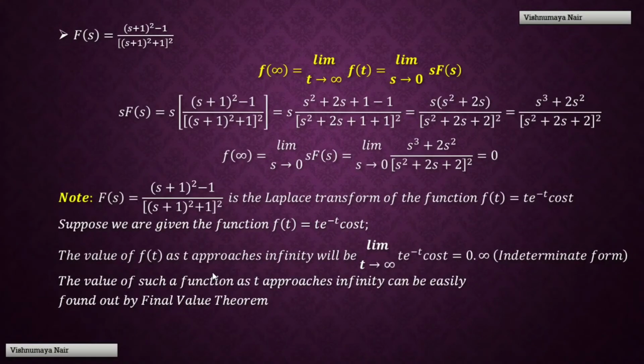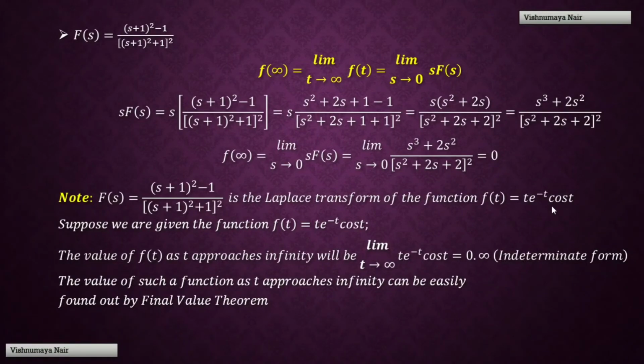In the previous video, I mentioned another advantage of using the limiting theorem. That is, it enables us to evaluate certain indeterminate forms. That's what I'm going to explain here. Here the given transform (s plus 1) the whole square minus 1 by ((s plus 1) the whole square plus 1) the whole square is actually the Laplace transform of the function e raised to minus t into t cos t.